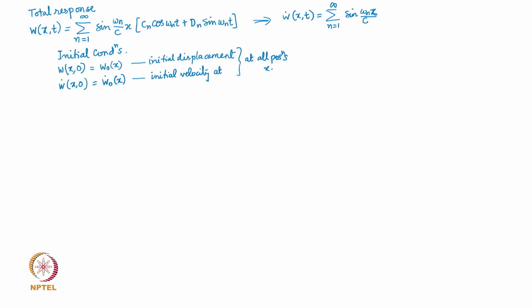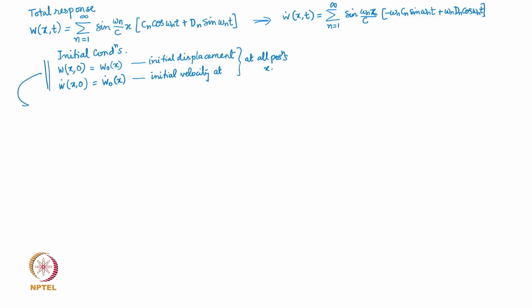We simplified it as n pi x by L. That is basically to get the mode shapes properly obtained. I mean, it becomes easier to get the mode shape by using that expression. But this is the standard expression for us. Omega n is the nth mode natural frequency, and the second term is, write this as minus omega n Cn sine omega n t plus omega n Dn cos omega n t. So this is basically the velocity expression W dot of x comma t.